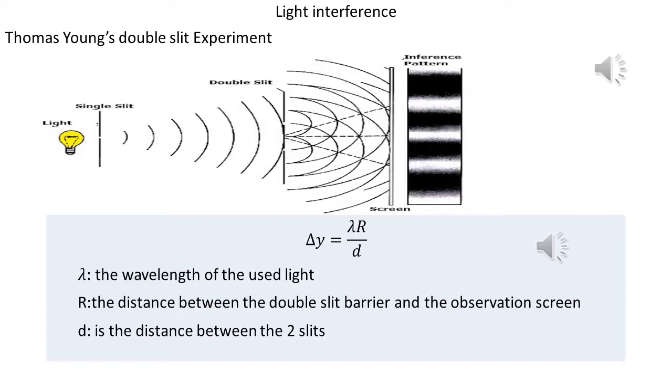To calculate the distance between two fringes, light or dark: delta y equals lambda times r over d. Delta y is the distance between two fringes. Lambda is the wavelength of the light used. R is the distance between the double slit barrier and the observation screen. D is the distance between the two slits.